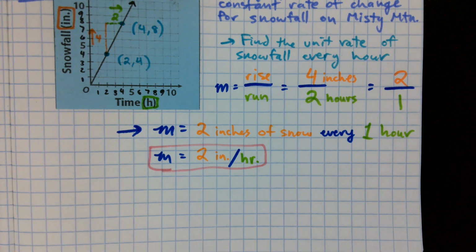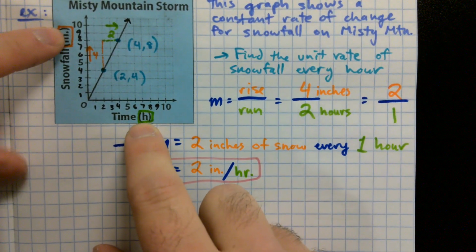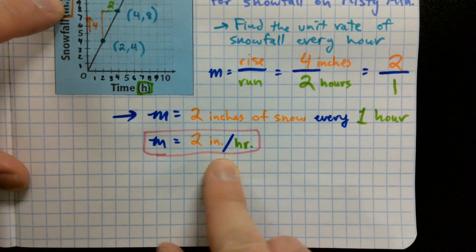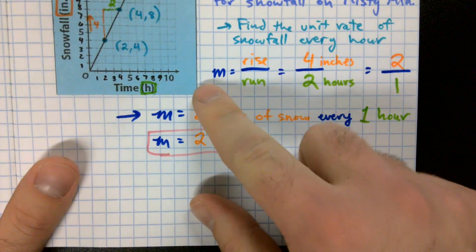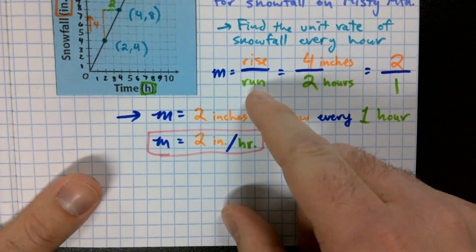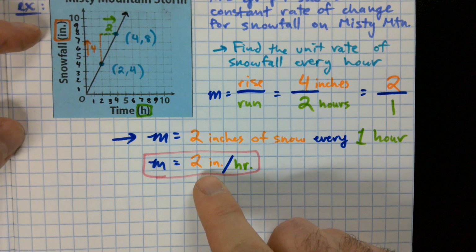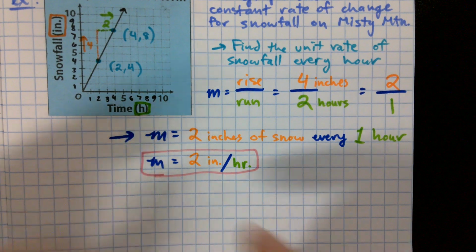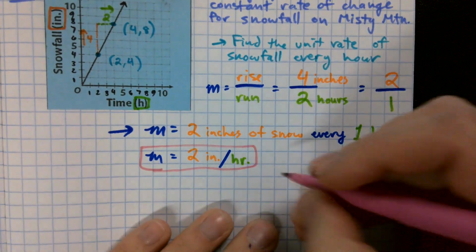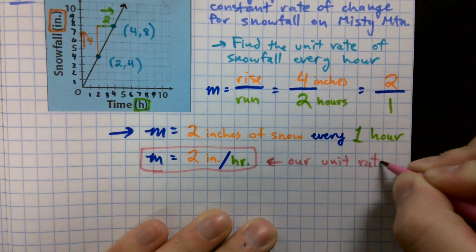Everything is the same. The only difference is we have to pay attention to what our units are and include the units in our answer. That's the only new thing we're adding today, is these units. Because our slope is always change in y over change in x, your units will always be the units of your y-axis over the units of your x-axis. Inches per hour. And this right here is our unit rate.